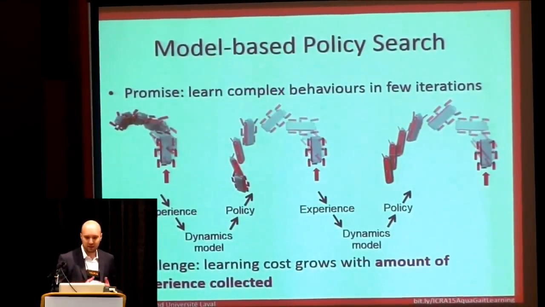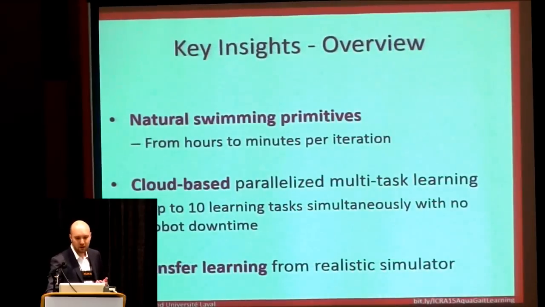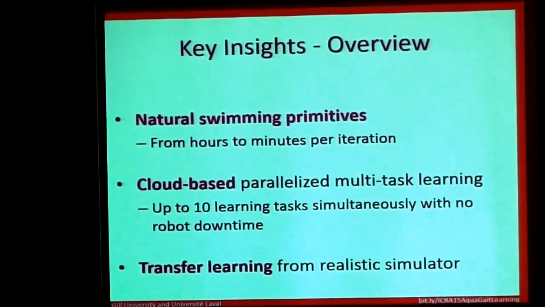Now, the big problem that we found when we tried this was that the computation time scales with the amount of experience collected, and since Aqua is a high-dimensional, complicated platform, this often wasn't in real time at first. So what we tackled during our paper was to produce natural swimming primitives that generated force on our robot with less frequent interaction. That took the runtime from hours to minutes each time we needed to learn. We learned on a cloud-based parallelized architecture such that we could learn 10 tasks at once, keeping the robot always swimming in the pool while the cloud was churning away in the background.